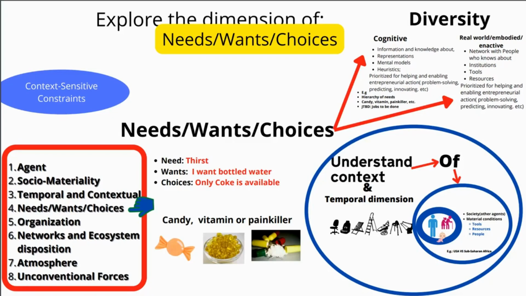For example, the cognitive exploration in this dimension might include learning about the hierarchy of needs, or the candy, vitamin, and painkiller analogy, or learning about heuristics like jobs to be done. The real-world embodied and enactive dimension is about cultivating real-world action possibilities.